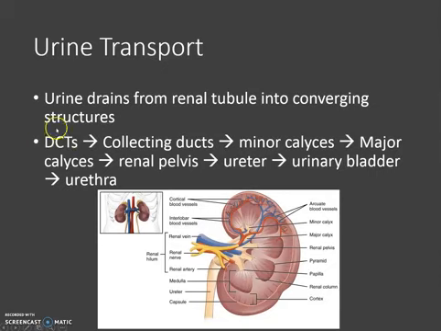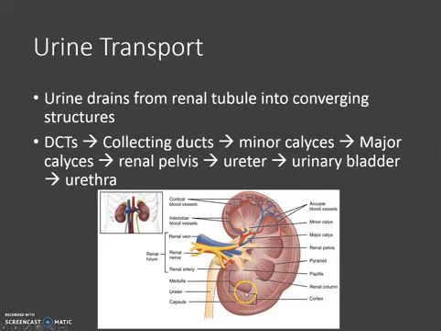So the DCT, this here stands for the distal convoluted tubule, which is the last segment of the renal tubule. From the distal convoluted tubules, the filtrate, which is now urine, drains into collecting ducts. These structures are still microscopic, but the minor calyces and the major calyces you can actually start to see. So basically, the nephrons are located right here on the border between the cortex and the medulla.